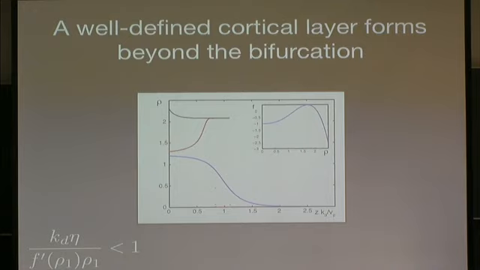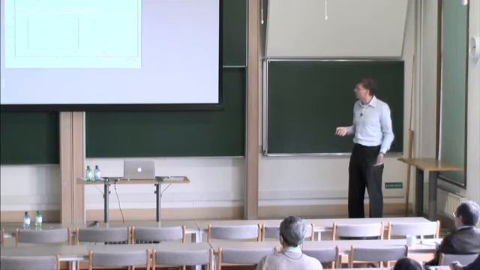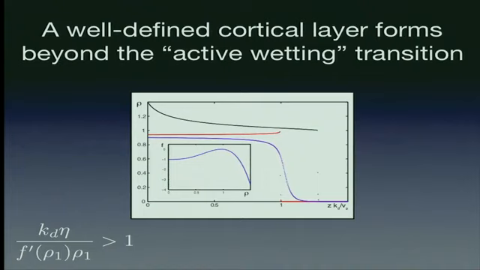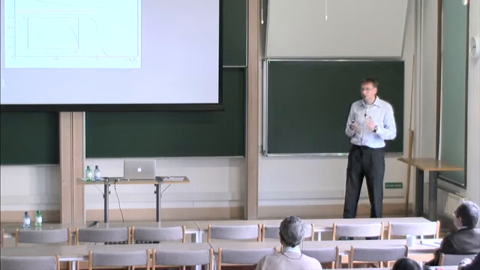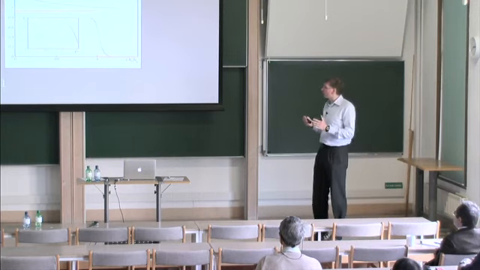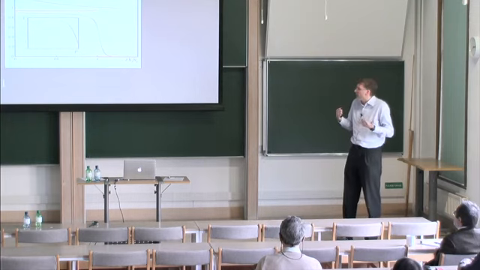Well, a minor detail: depending on this value here, you get either zero slope at the end of this plateau, or you get infinite slope, something that also comes out in numerics and that you can show. So here I've changed the notation slightly. Just before, I was talking about a transition, a bifurcation. Now I would like to call this an active wetting transition, because it has some features of a wetting transition.